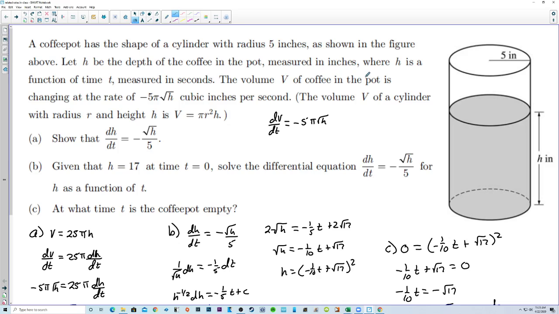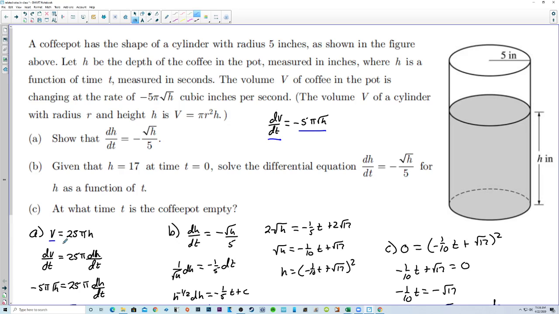The volume V of coffee in the pot is changing at a rate of negative 5π√h. So now we can say that dV/dt is negative 5π times the square root of h. Now the negative means that the amount of coffee is decreasing. The volume V of a cylinder with radius r and height h is V equals πr²h. A, show that dh/dt is equal to negative square root of h over 5.